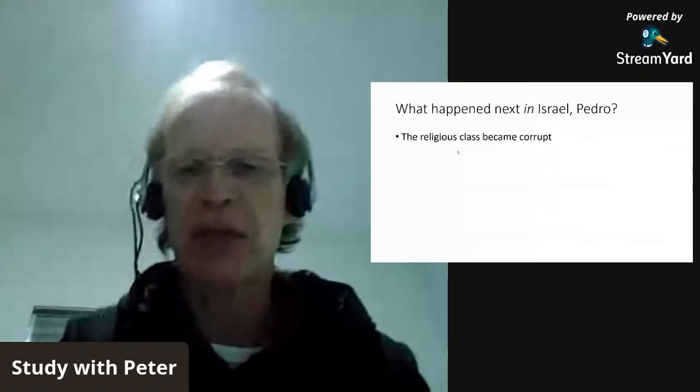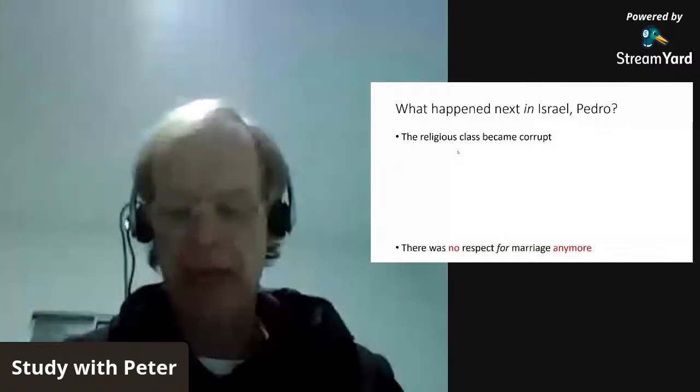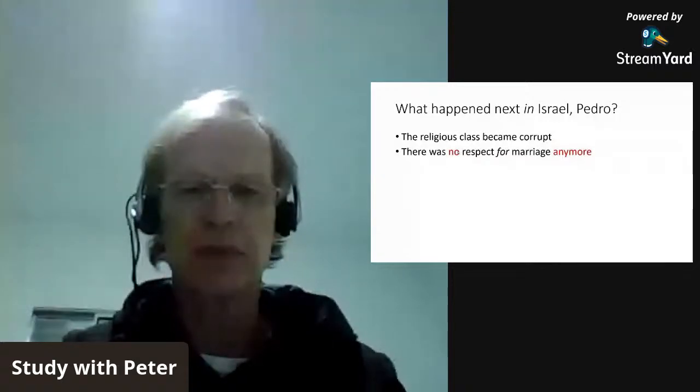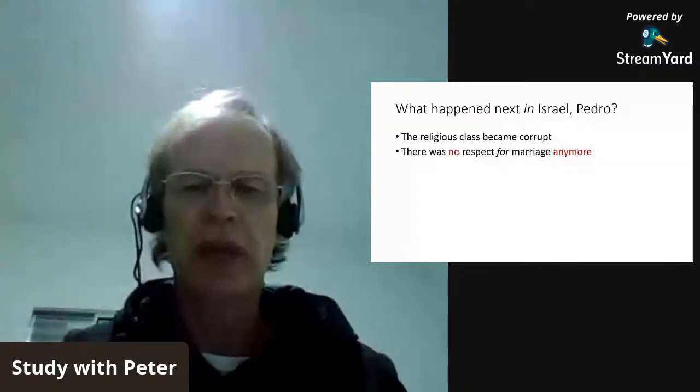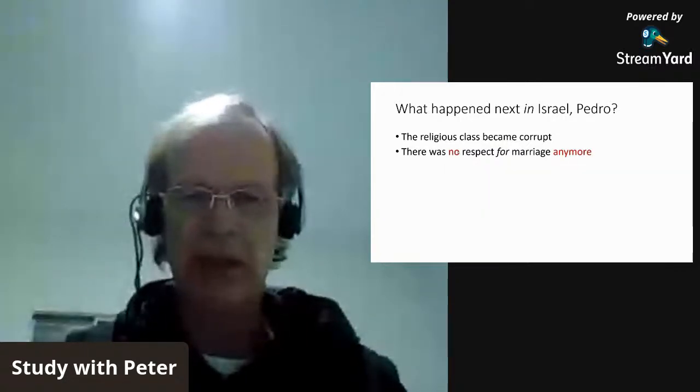But all right, now what happened next in Israel, Pedro? Well, the religious class became corrupt and more corrupt and more corrupt. And there was no respect for marriage anymore. So the Greek culture had invaded the Jewish culture now, and there was no respect for marriage from anybody. And it was just like the Greek culture.